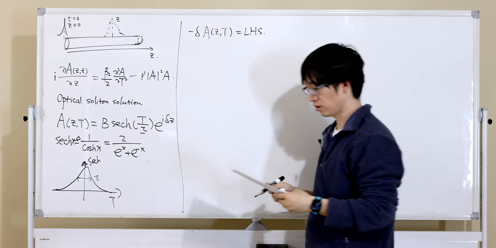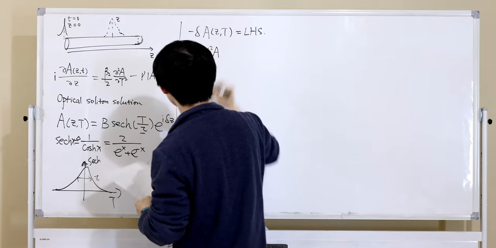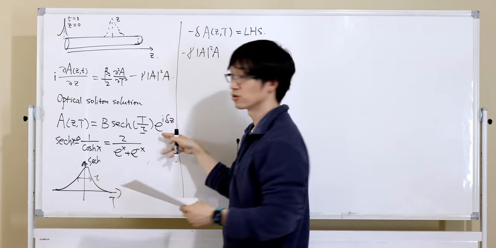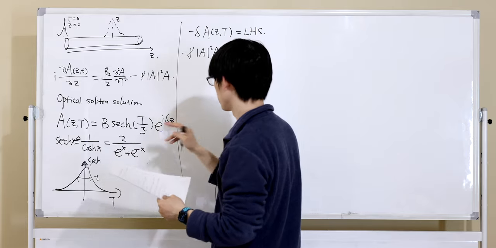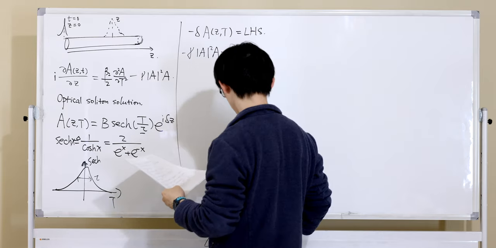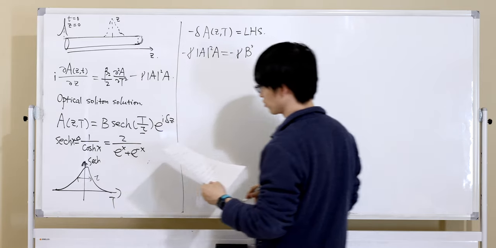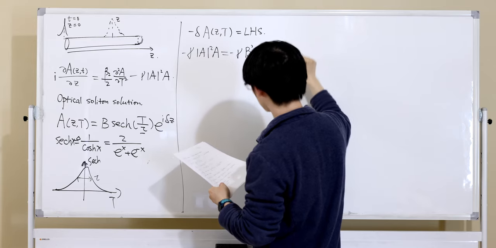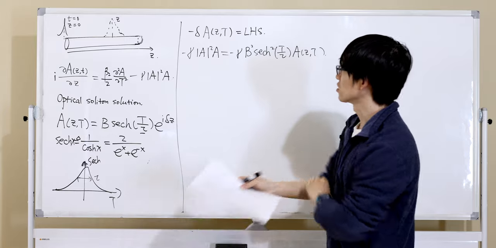And the difficult part, well, this term is also quite straightforward, because it's just the square of this. When you do the amplitude square, this term goes to 1. And B here, we assume B is real, that's fine, so this term will go to minus B squared sec squared, and then A. This is the second term. And the third term is this one.